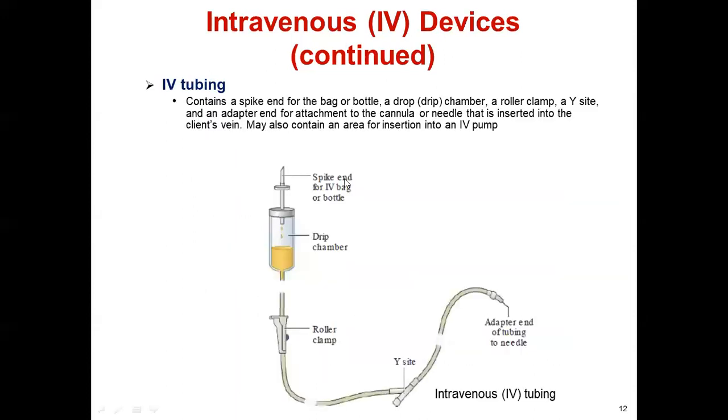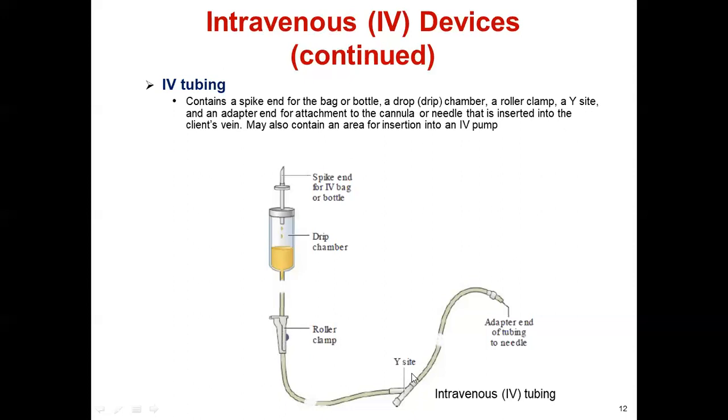Here showing IV tubing containing a spike end for the bag. This is the spike. Drop chamber or drip chamber. Roller clamp. This is the roller clamp. Also, this is the key. You can control how many drops fall per minute, per second. You can do this and control it by this key.